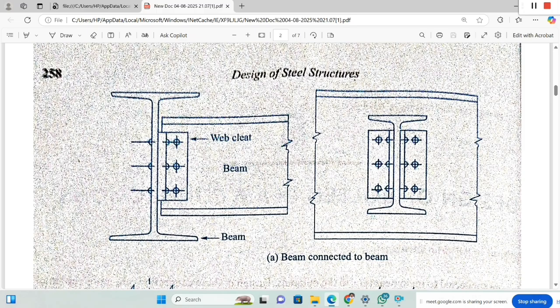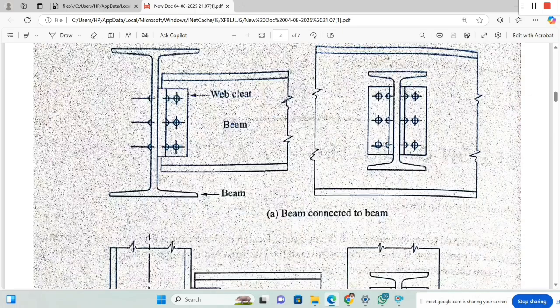Whereas if you consider here, for these bolts two planes are there. So the bolts will get double shear, whereas these bolts will get single shear. That is the elevation. These bolts will have single shear, and this will have double shear passing through the web of the secondary beam.